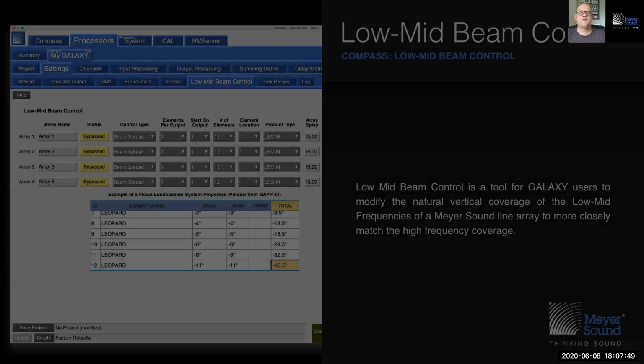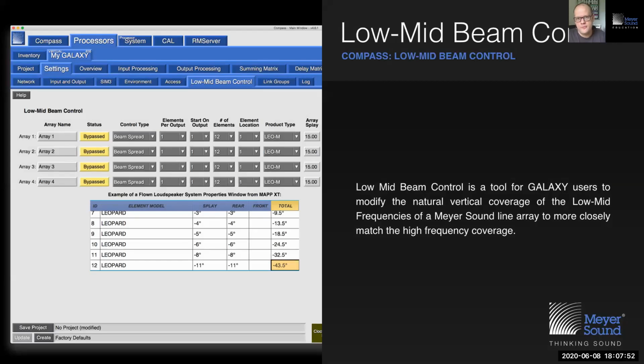And that means that, without further ado, what is low mid beam control? Low mid beam control is basically a tool for Galaxy users that allows us to modify the natural vertical coverage of the low mid frequencies in a Meyer Sound curvilinear array to more closely match the high frequency coverage. So it's a lot about beam width. Beam width is one of those terms that we use to indicate the vertical coverage angle of an array. What is the beam width of the entire array? That is what low mid beam control allows us to do.